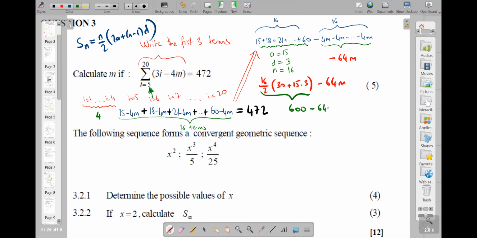600 minus 64m is equal to 472. Okay, just subtract 472 and then you get 128. Then we are almost getting the answer. That means 64m is equal to 128, so m is equal to 2. Okay, that deserves maybe more than 5 marks, but that's what we do to get m.